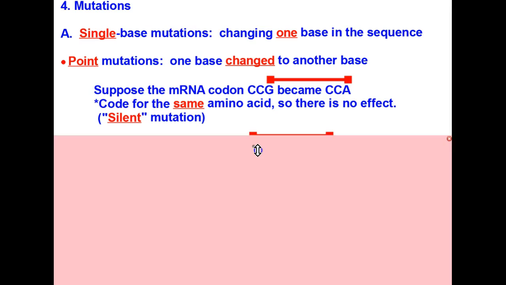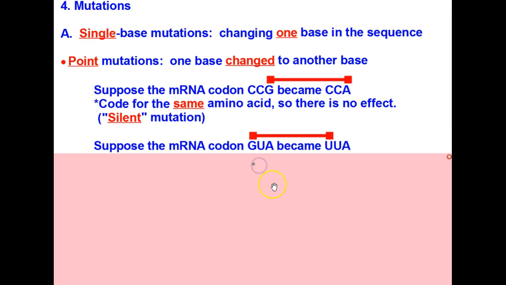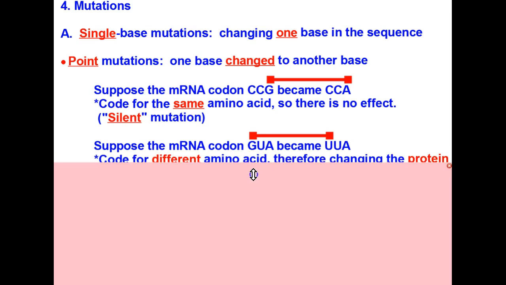However, suppose the mRNA codon GUA became UUA. This would code for a different amino acid, therefore changing the protein that is produced. GUA would produce the amino acid valine, while UUA would produce the amino acid leucine. And so you can see that changing the G to a U would have a pronounced effect, changing the amino acid, therefore changing the protein.